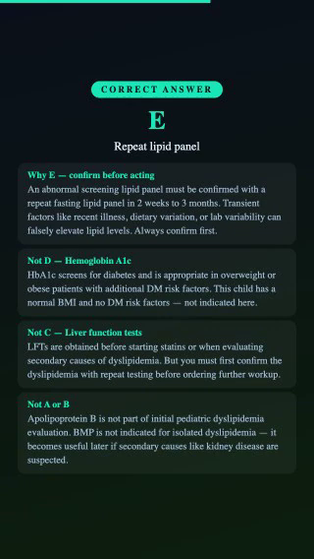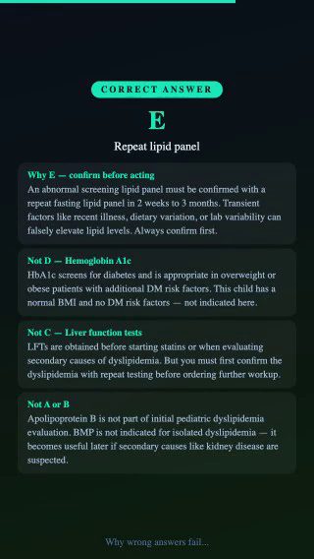While awaiting repeat testing, counsel the patient about dietary and lifestyle changes beneficial for heart health. Hemoglobin A1C is used to screen for diabetes mellitus, but it is only appropriate in patients who are overweight or obese with additional risk factors such as a positive family history or evidence of insulin resistance. This child has a normal BMI and no risk factors for diabetes.